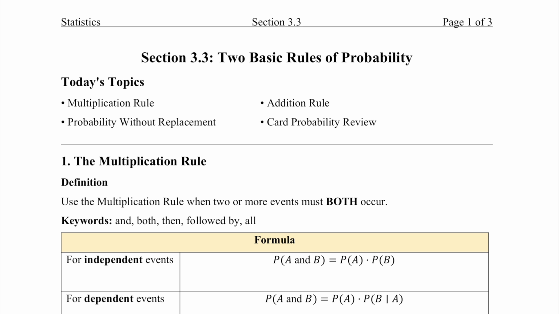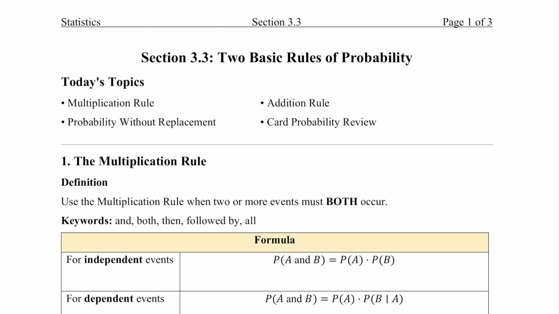Hi everyone. In this lesson, we are beginning section 3.3, where we'll learn two of the most important rules in probability. We'll start with the multiplication rule. As we have seen throughout our study of probability, many situations involve more than one event. Instead of finding the probability of a single outcome, we're often interested in finding the probability that multiple events occur together. For example, what is the probability of drawing a king and then drawing a queen?